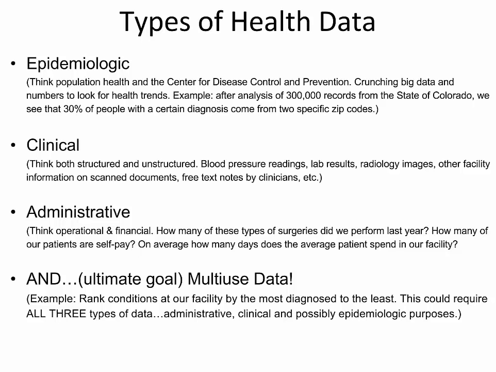One type of health data is epidemiologic. For this type of data, we can think population health and the Center for Disease Control and Prevention, crunching big data and numbers to look for health trends. For example, after analysis of 300,000 records from the state of Colorado, we see that 30% of people with a certain diagnosis come from 2 specific zip codes.